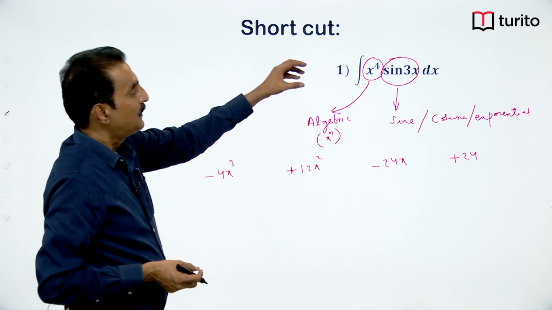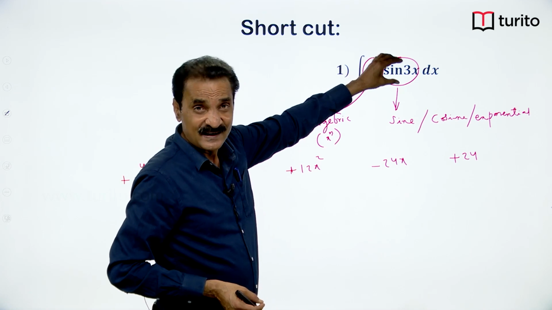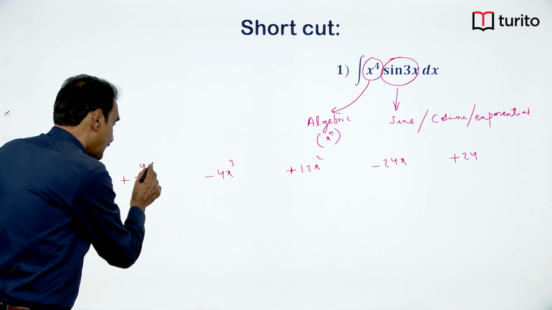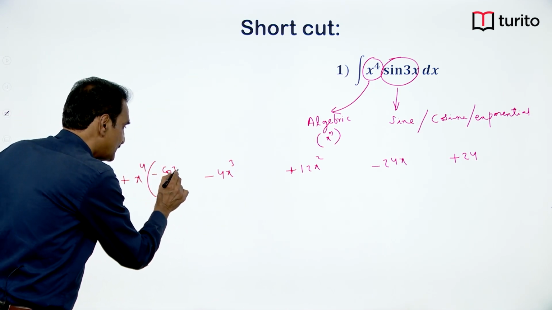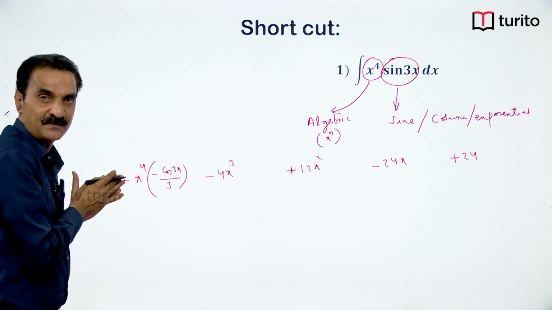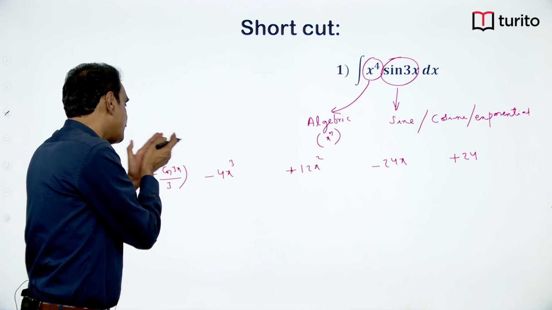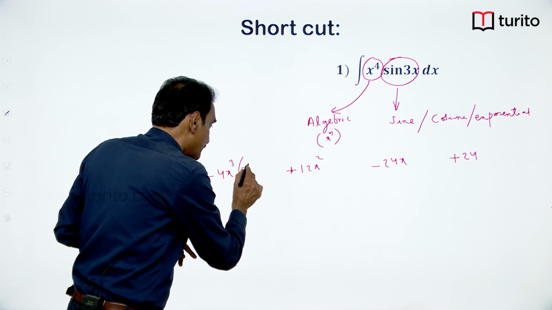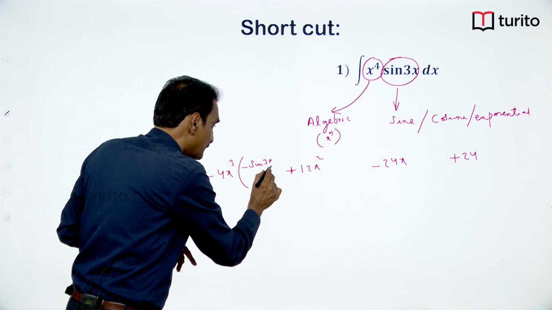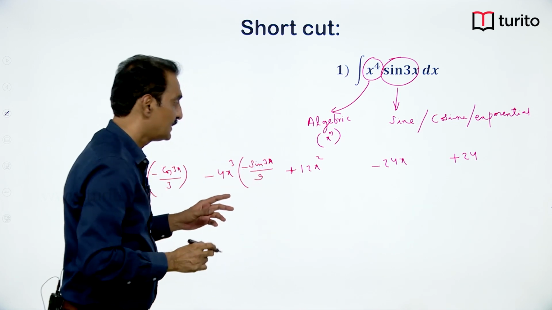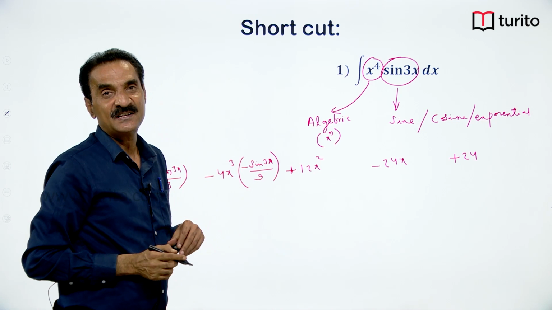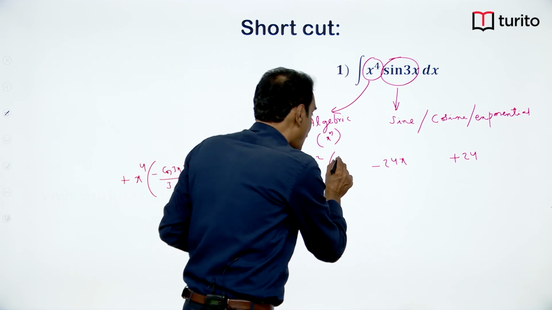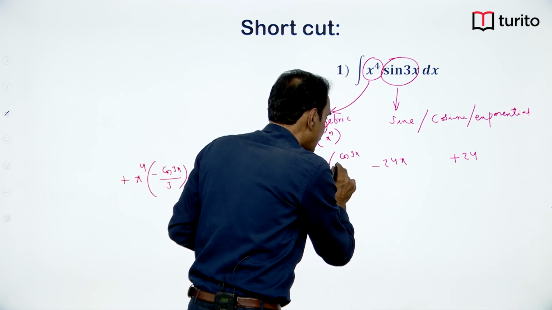Then multiply by the integrals of the second function continuously. What is the integral of sine 3x? Minus cos 3x by 3, multiply by this first one. Again what is the integral of minus cos 3x by 3? It is minus sine 3x by 9, multiply here. Again integrating minus sine 3x by 9, what we will get? We will get cos 3x by 27.